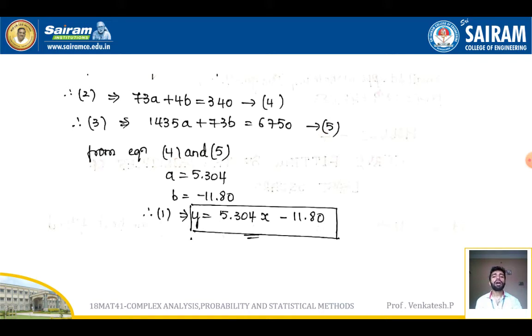So now solve these two equations in the calculator in the equation mode and two unknowns to find the values of a and b. So I'll be getting a is equal to 5.304, b is equal to minus 11.80. So now replacing this a and b value in the straight line equation, so I can fit a straight line like y is equal to 5.304x minus 11.80.